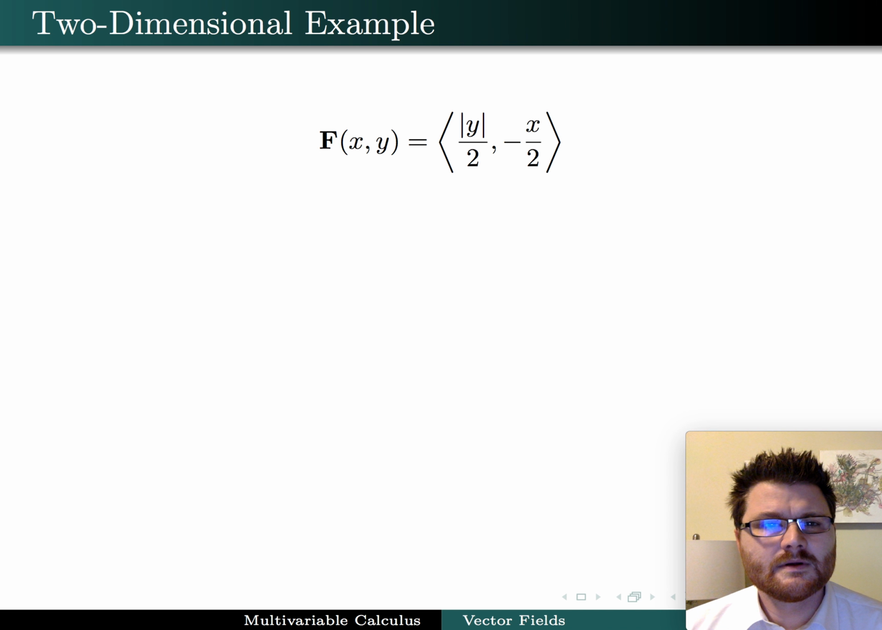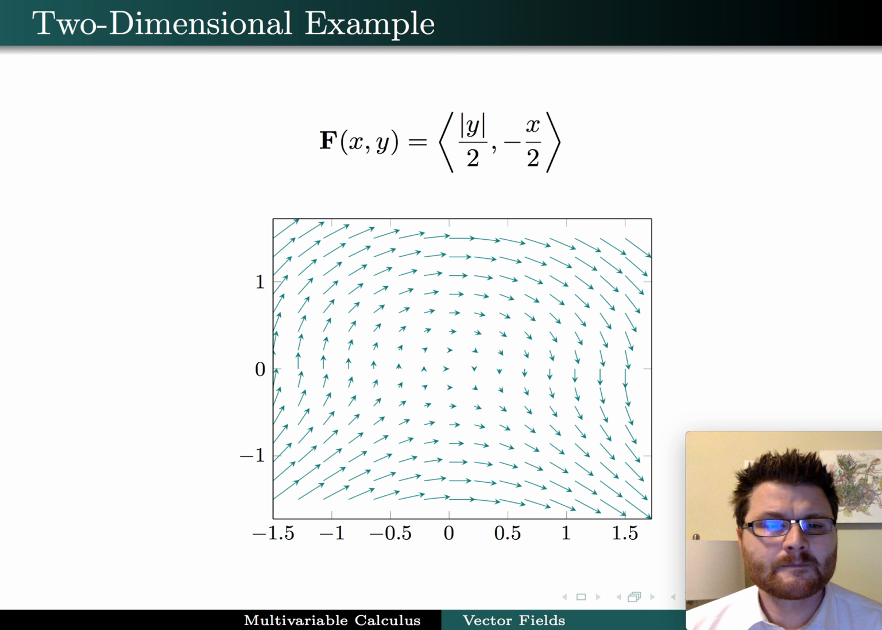So here's a specific example of a two-dimensional vector field. Take a moment and pause and see if you can come up with what you think this vector field might look like. What might be going on with this particular vector field? And maybe you thought it would be something like this.